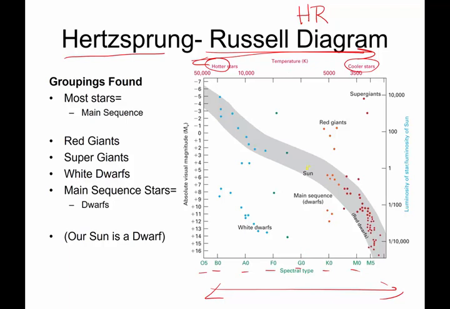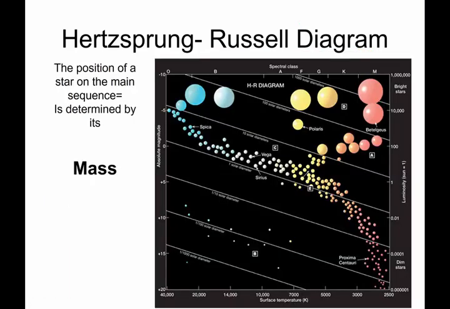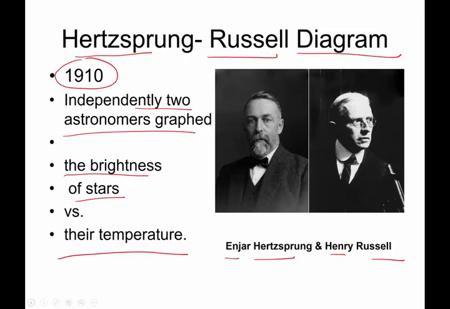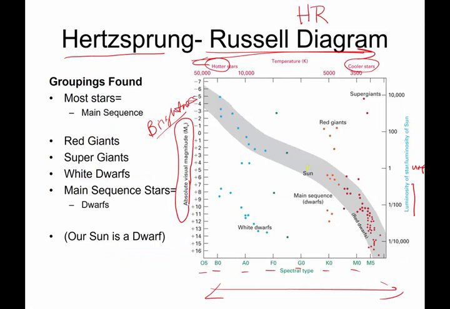The y-axis, or the up and down axis, is the absolute magnitude of stars, which is the brightness of the star. How bright it actually is, not how bright it appears. This is directly a correlation with luminosity. And luminosity, remember, is the oomph of a star. This is how bright it actually is, how much energy it gives off.